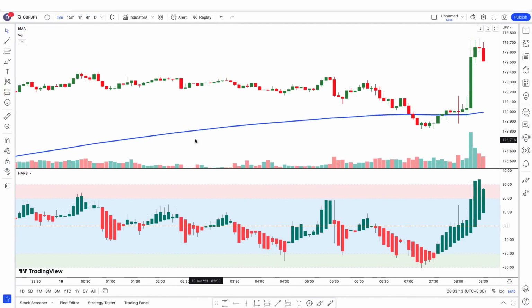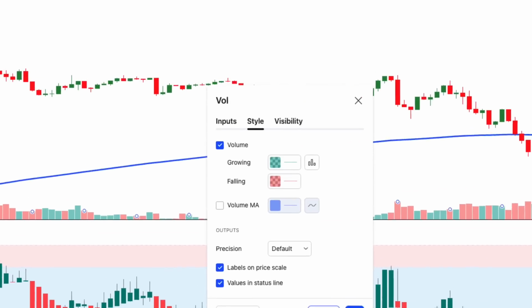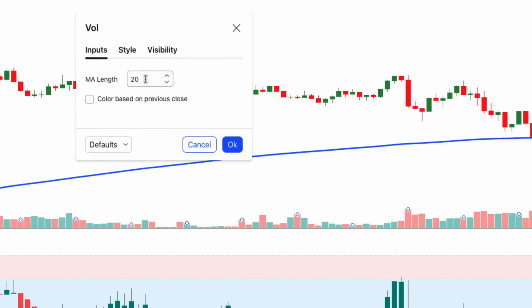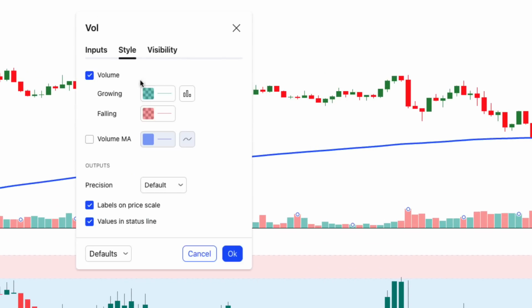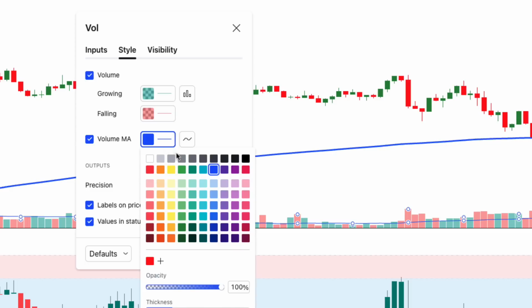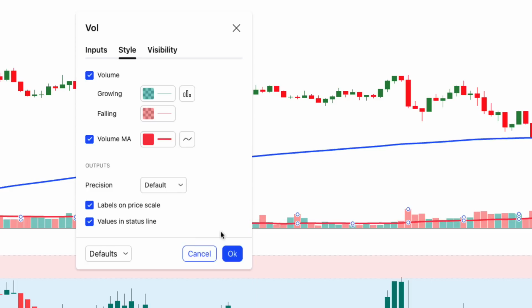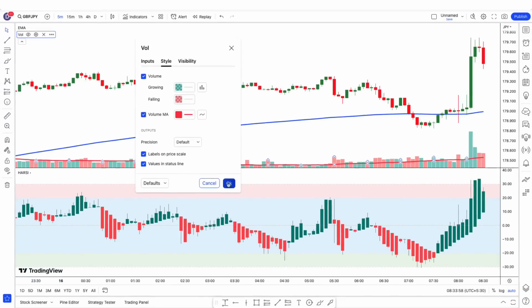Now let's head over to the volume indicator settings. Here we will be changing the EMA length to 30. Once you have done that, head over to the Style settings and enable the moving average. In order to make the line easier to see, we will also be changing the color to red. That was all that we needed to do.